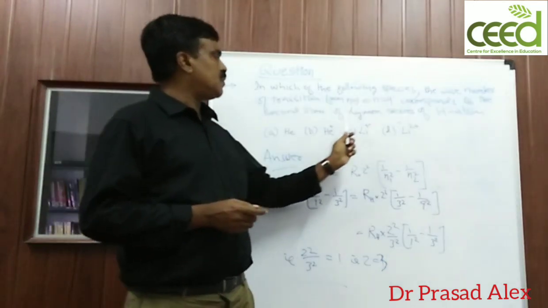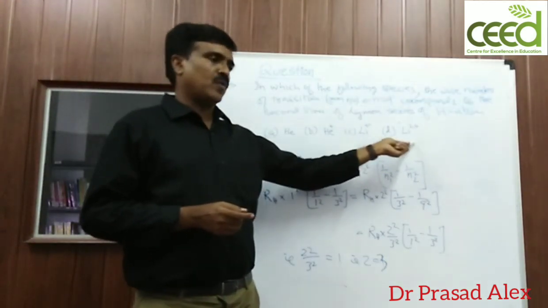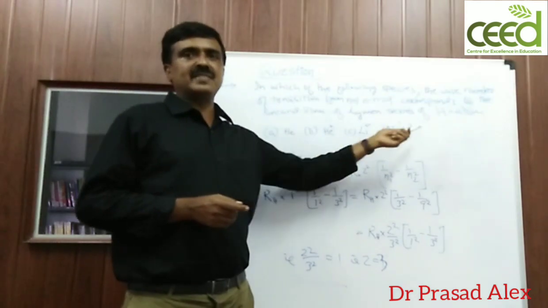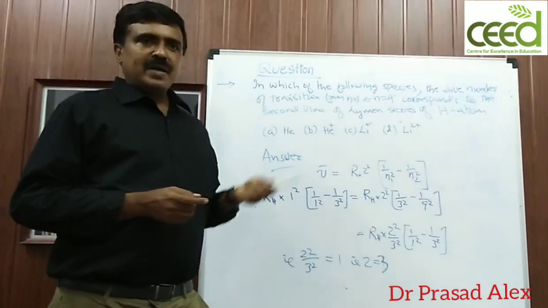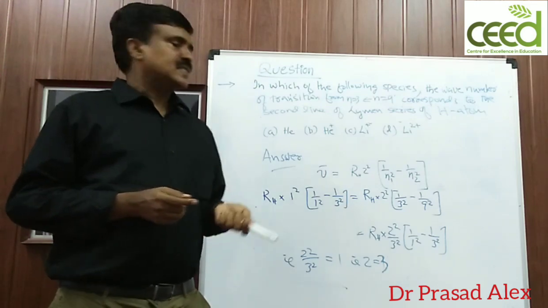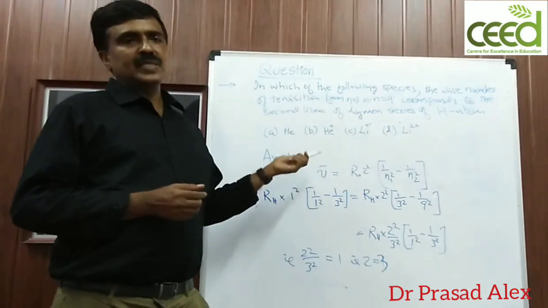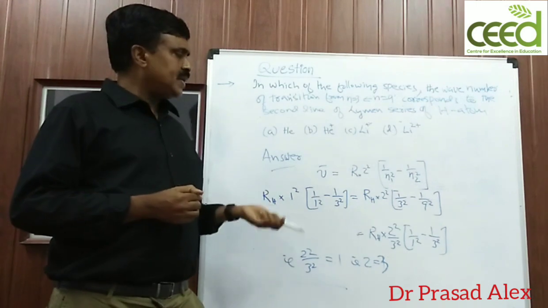Now our choice is between He plus ion and Li2 plus ion. So you have a 50-50 chance if you make a blind guess. Right. But we need not make a blind guess. We can do the problem based on the Rydberg formula. We can solve it easily.